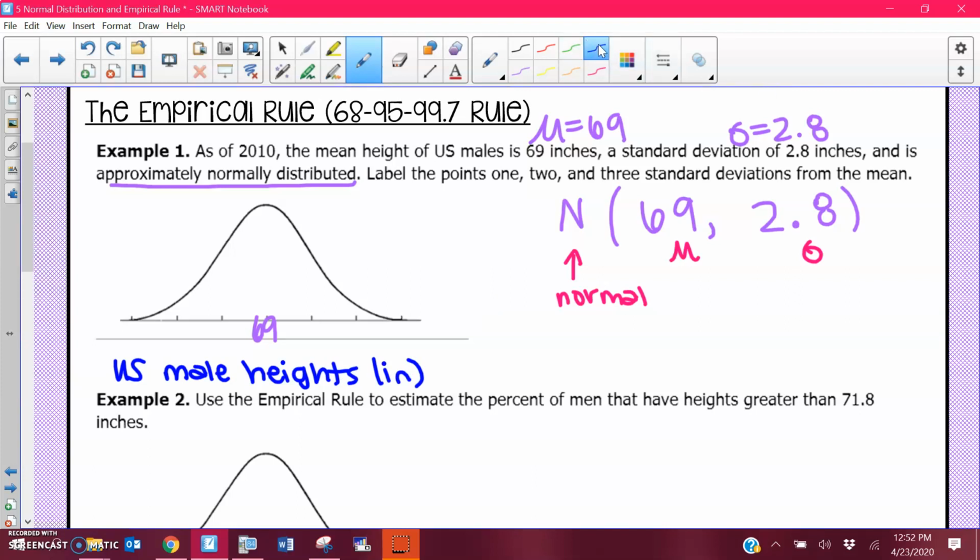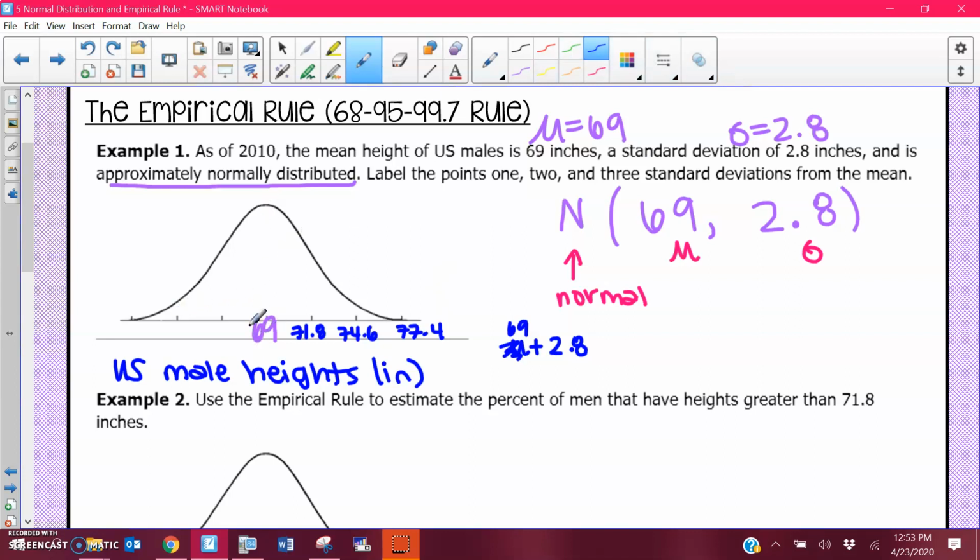To find the next point, all we have to do is figure out what is one standard deviation away. So I'm just going to take whatever my mean is and add whatever my standard deviation is. I enjoy that I wrote mu instead of 69. So 69 plus 2.8 is 71.8. Each one of these tick marks represents another standard deviation. So I can just keep on adding 2.8 and get 74.6 and then 77.4 inches. I also could go back and say this is 69 plus 2 standard deviations, 69 plus 3 standard deviations, whichever makes you feel more comfortable.